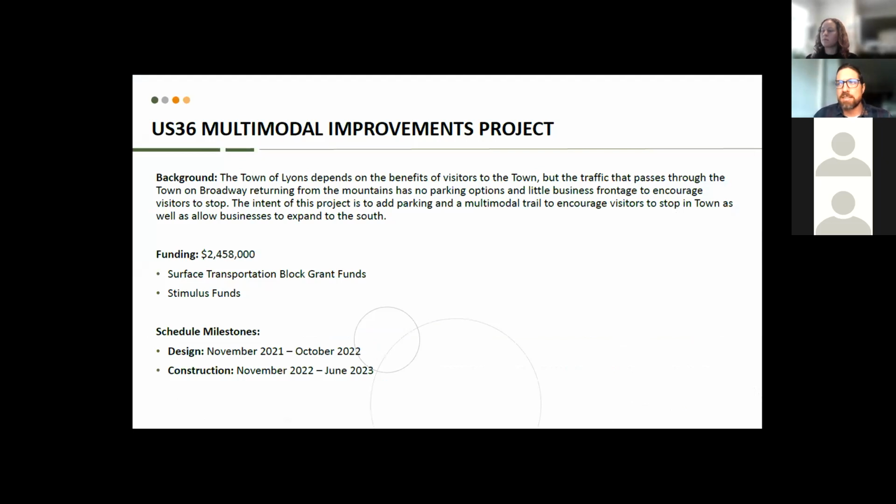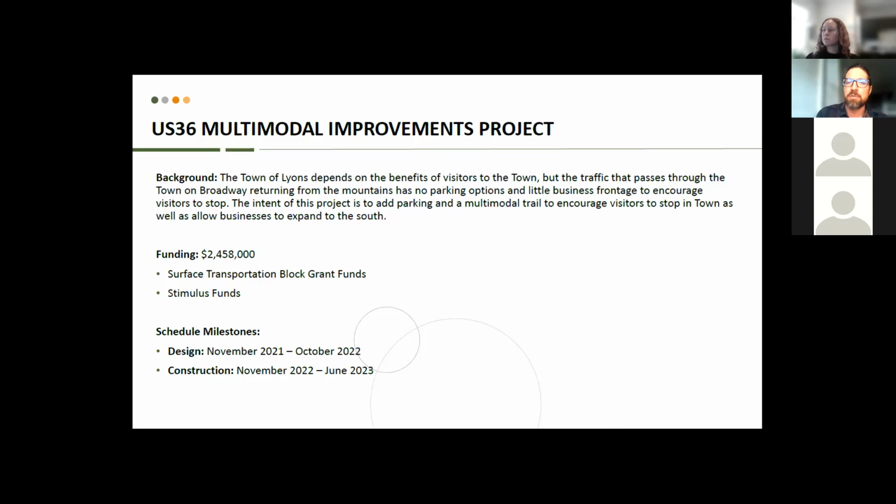First project is the US 36 Multimodal Improvements Project. This project will provide more parking for the town and also create a more pedestrian friendly environment to hopefully encourage visitors to visit the town, and for businesses to expand their frontage towards the Broadway to the south.